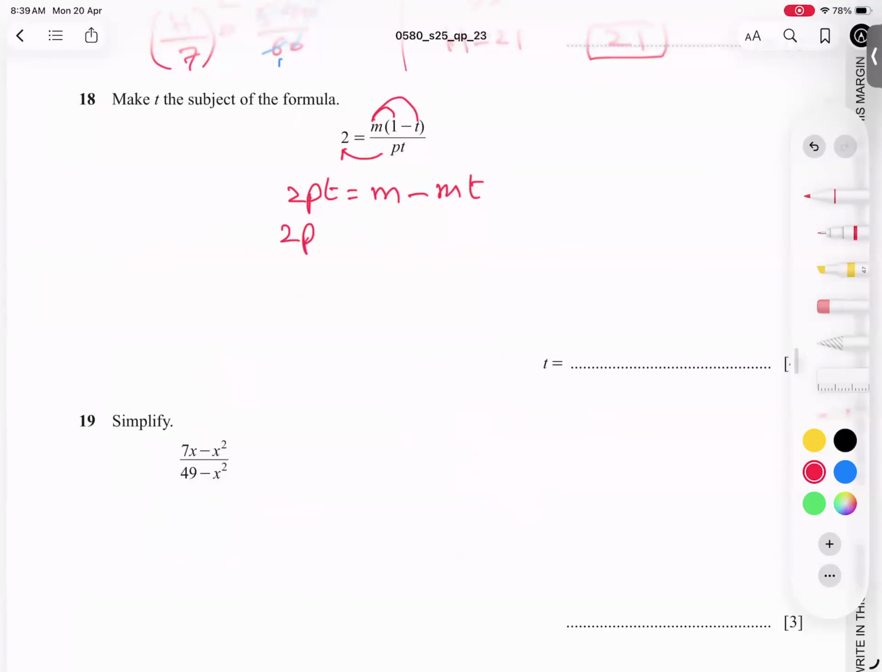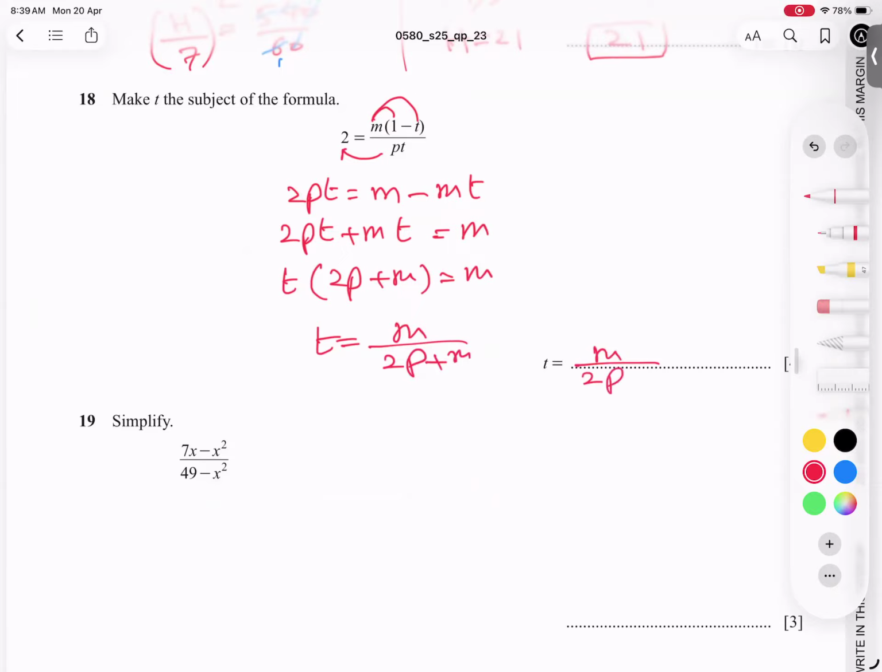So 2pt plus mt is equal to m left. So what is common from here? t, 2p plus m left. And this we will divide under it, and we get our answer after dividing: 2p plus m. So Alhamdulillahi Rabbil Alameen, 2p plus m.